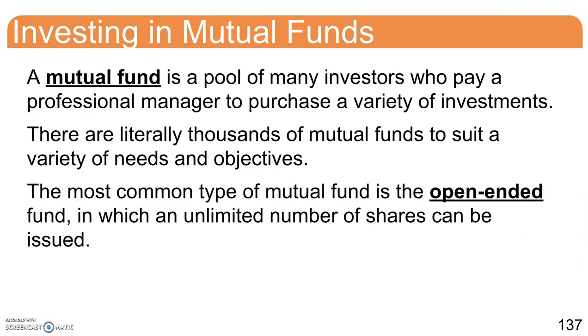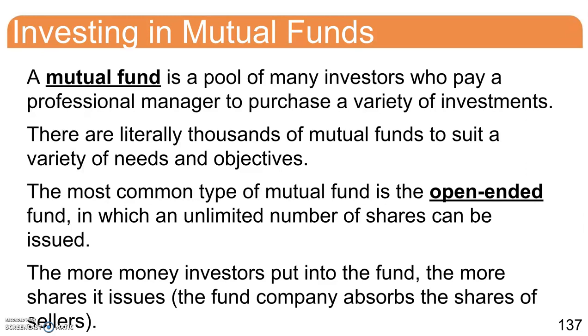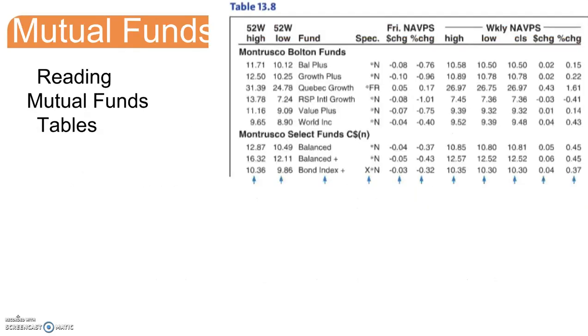So the most common type of mutual fund is something called an open-ended fund, where there's an unlimited number of shares that can be issued. So an unlimited number of investors can come together, and the more investors that put into the fund, the more shares it issues. So it just becomes a larger open-ended fund.